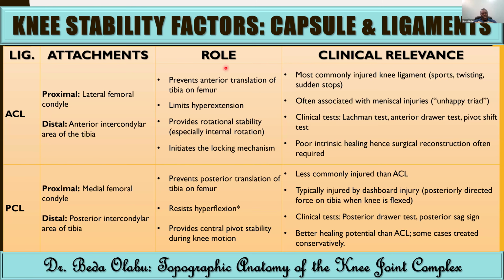Another role for the ACL compared to the PCL is that the ACL provides rotational stability, especially limiting internal rotation, and this is also based on its orientation. The PCL provides central pivotal stability during knee motion. So generally, it's the one that holds the structures in place in the knee motion. Remember, it was relatively vertical, so it's very central, and so it offered that central stability.